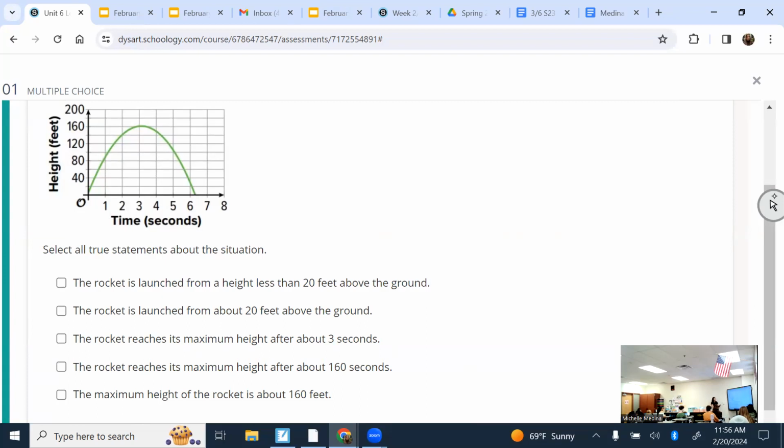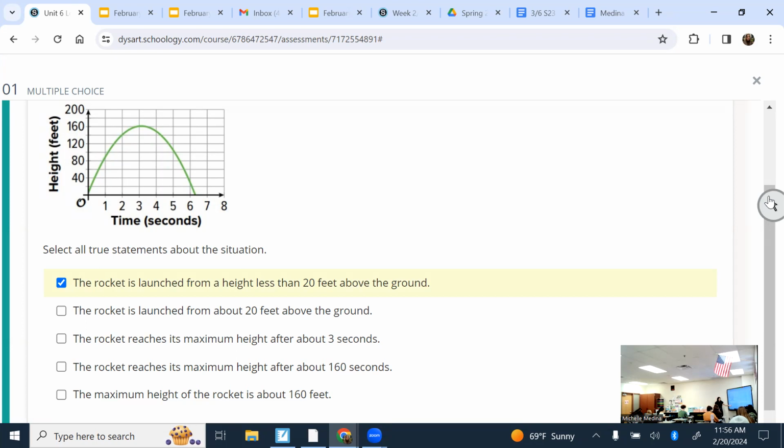Yeah, if you see how it's counting, this is height, looks like it's counting each tick mark by 20. So we would say it's launched from a height less than 20 feet above the ground. It didn't start at 0, so it looks like it's above a little bit, but definitely less than 20. So then I wouldn't say about 20 because it doesn't look like it's touching the 20. I would definitely say less.